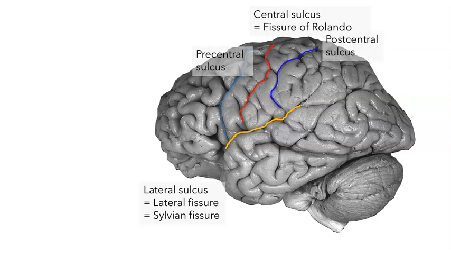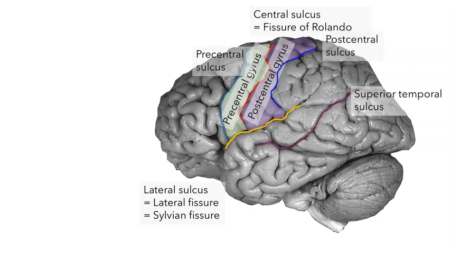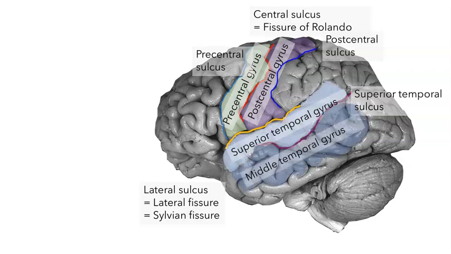And of course, the raised surfaces are called gyri, and they get names. We'll call this the precentral gyrus. It's part of the frontal lobe. But this is the postcentral gyrus, which would lie in the parietal lobe. There are still other structures. For example, in the temporal lobe, we have the superior temporal sulcus, which separates the superior temporal gyrus from the middle temporal gyrus. There's also an inferior temporal gyrus.